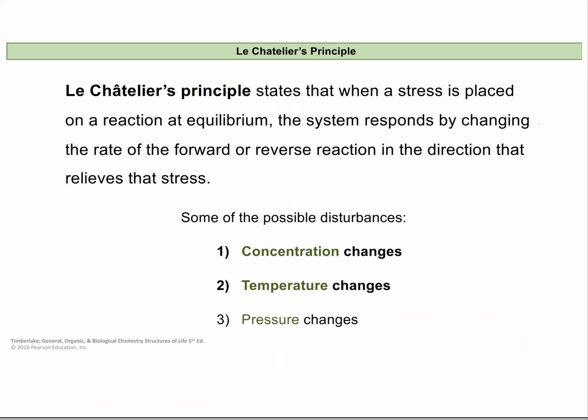So some possible disturbances, or things that could change the reaction once it's at equilibrium, include concentration changes, so increasing or decreasing the amount of a reactant or a product, or temperature changes, increasing or decreasing the temperature, or if you have a gas phase reaction, changes in the pressure or volume. Now, we haven't talked about gases yet in this class, so we are not going to cover pressure and volume changes. We're going to just focus on concentration and temperature.